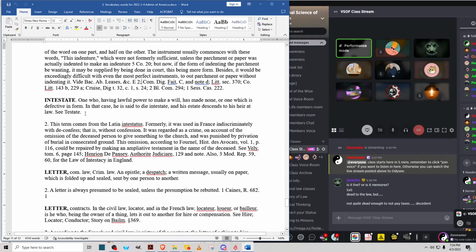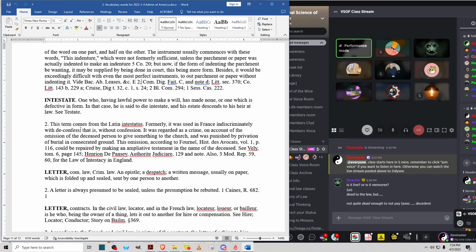In that case, he is said to die intestate, and his estate descends to his heirs at law, meaning at common law. This term comes from the Latin intestatus. Formerly, it was used in France indiscriminately with deconfess, that is, without confession. It was regarded as a crime on account of the omission of the deceased person to give something to the church, and was punished by privation of burial in consecrated grounds.